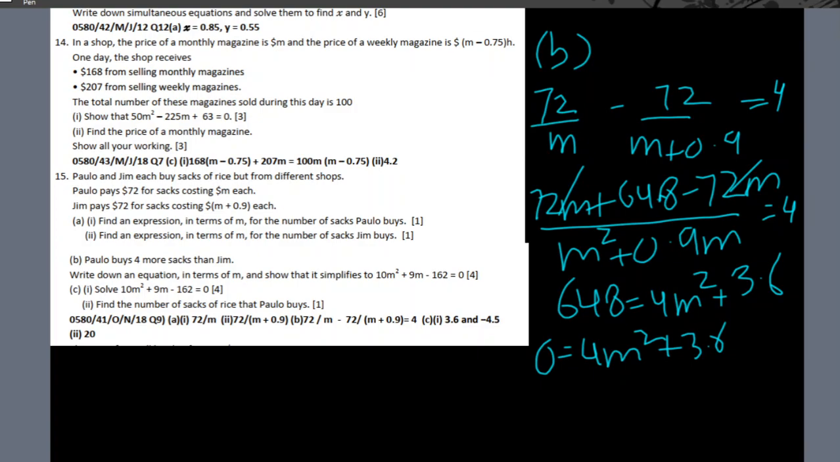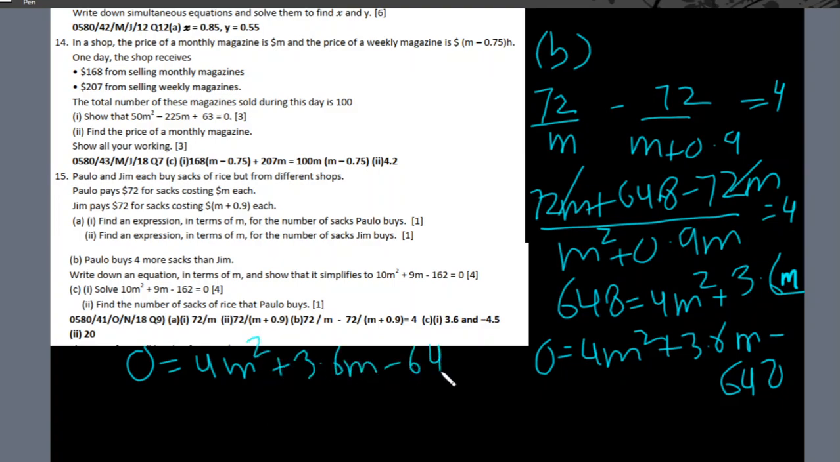So this becomes 0 equals 4M squared plus 3.6M minus 64.8. There was an M here which I skipped initially. Alright, so now I'm getting 0 equals 4M squared plus 3.6M minus 64.8. Again, that's 64.8, not 648. This is 64.8 and this here is 64.8.